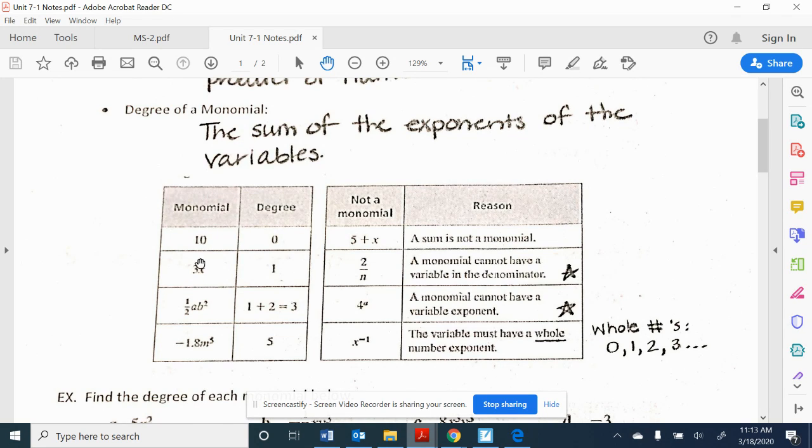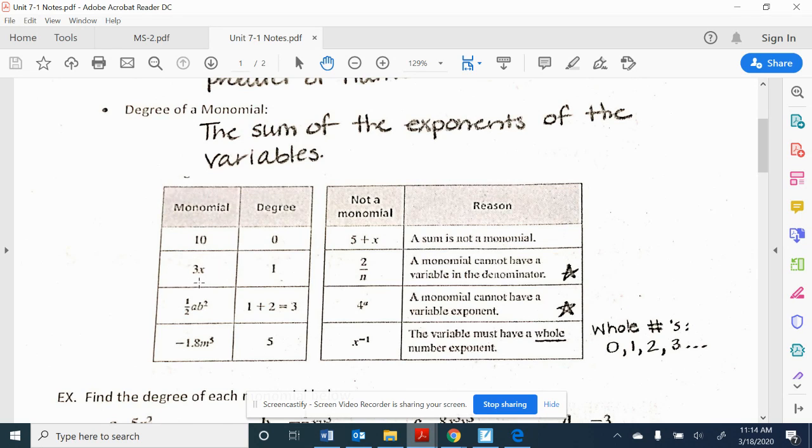So for 10, yes, that's a monomial. It's just a number, but there are no variables. So what's the exponent on a variable if it's not there? It's 0. Like x to the 0. What is x to the 0? x to the 0 is 1. So 10 times 1 is just 10. And that's why you can say that a monomial like 10 has a degree of 0.